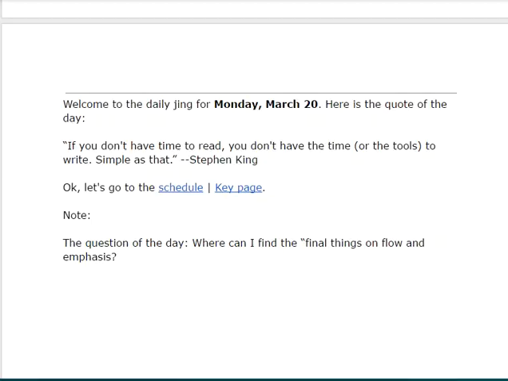Here's a quote of the day. If you don't have time to read, you don't have the time or the tools to write. Simple as that. Stephen King.